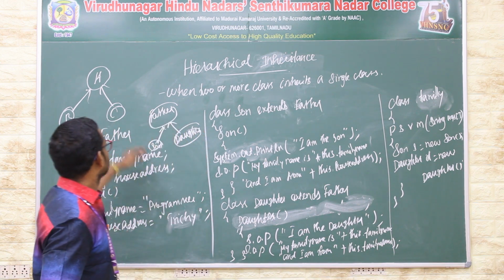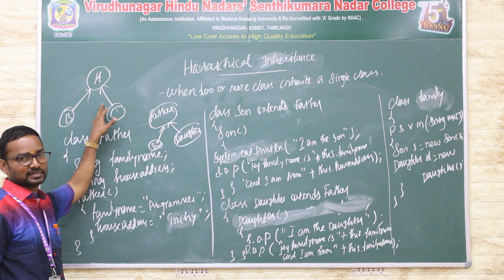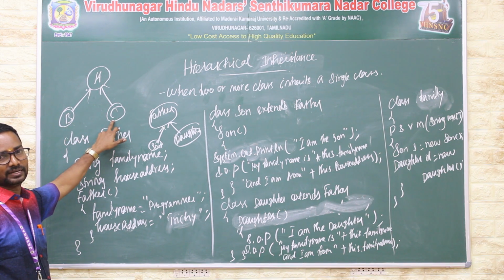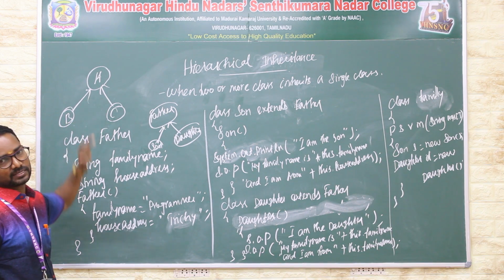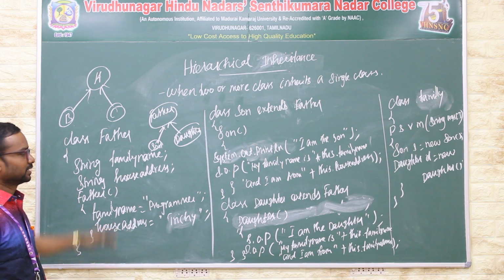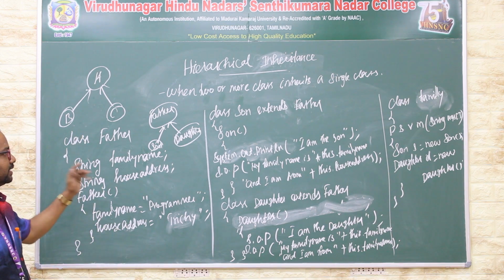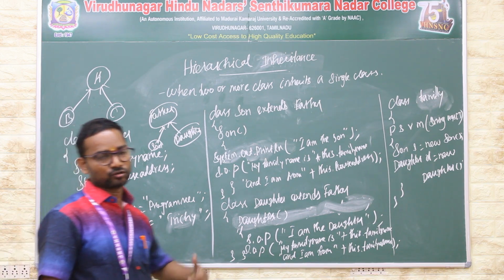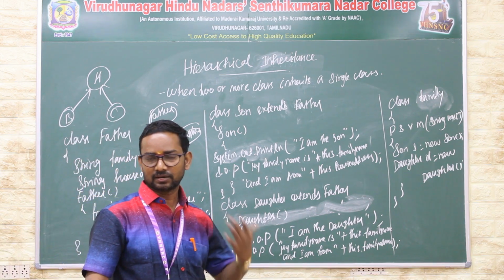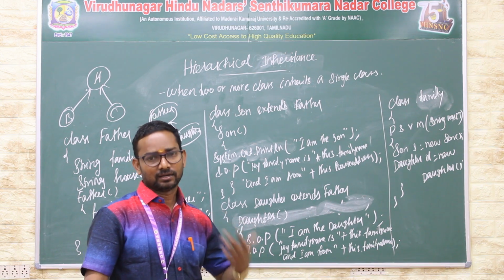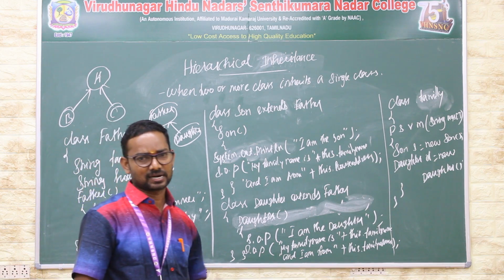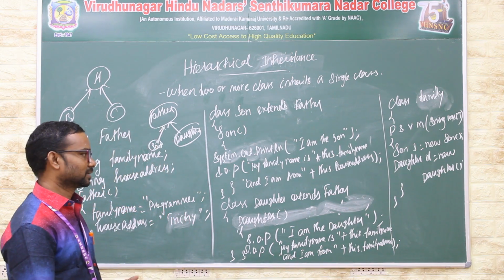This is the structure of hierarchical inheritance. Class B and class C, the derived classes, inherit the properties of base class A. When more than one derived class inherits the properties of the same base class, it is known as hierarchical inheritance.